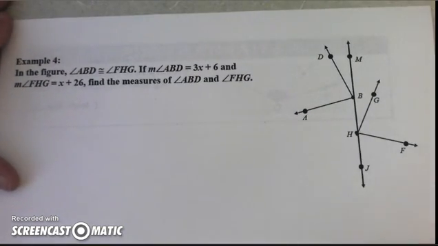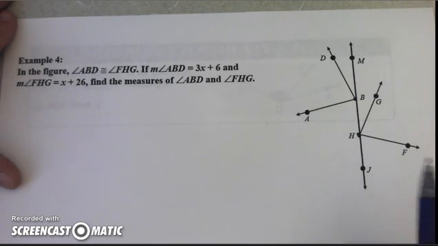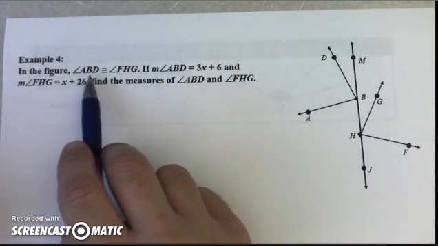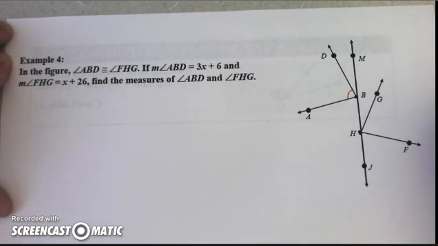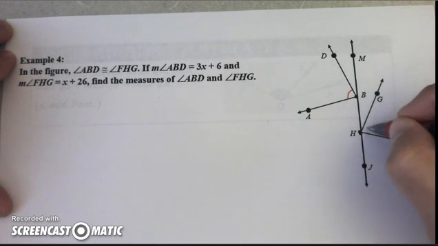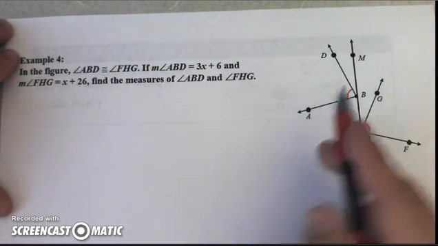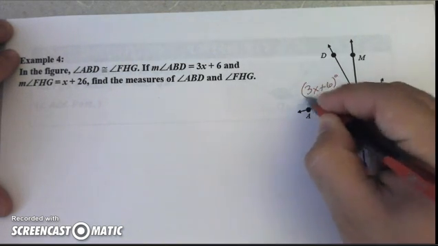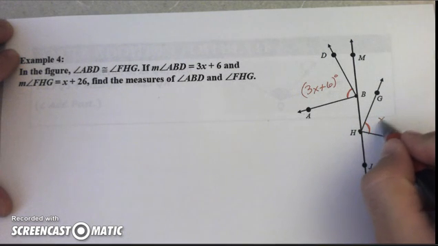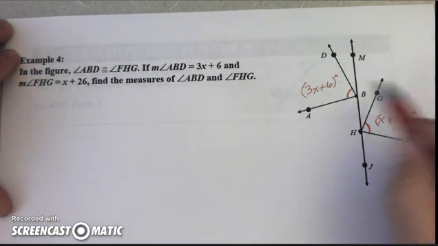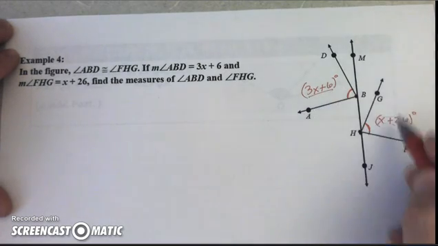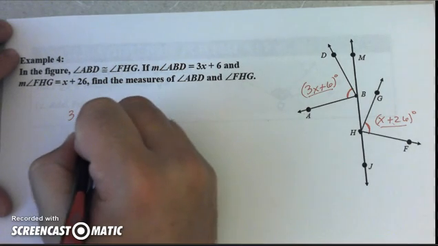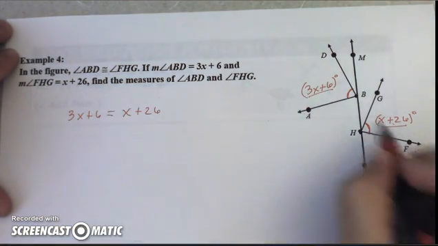All right, so in example 4, we're given this diagram, and we want to recognize that angle ABD is congruent to angle FHG. So I'm going to mark that on the diagram. ABD, that angle, is congruent to FHG. So we mark those two angles congruent with these arc marks. But then they say if the measure of ABD is 3x plus 6 degrees, and the measure of FHG is x plus 26 degrees, find the measures in actual degrees. We can do this because of our definition of congruent angles. Since they're congruent, their measures are equal. So I can go ahead and say that 3x plus 6 equals x plus 26 because they're congruent.